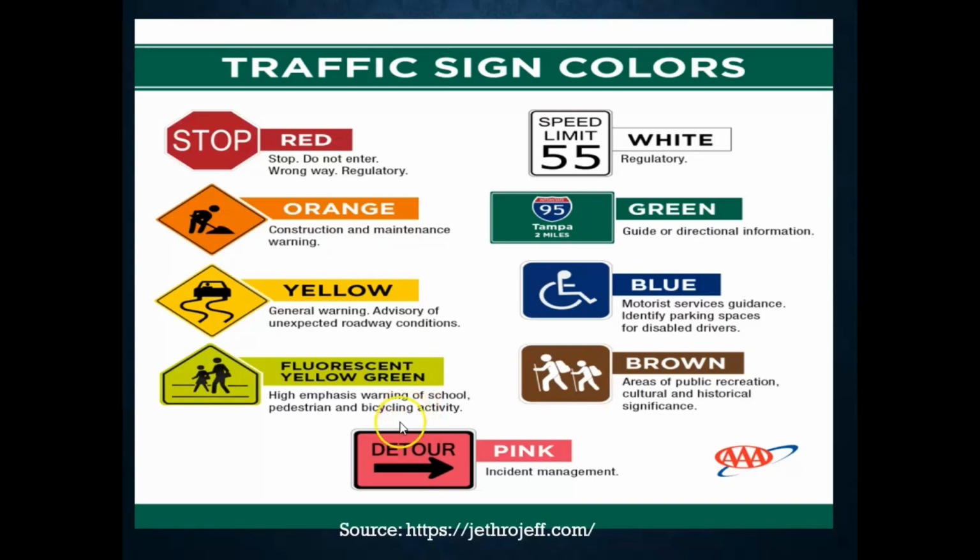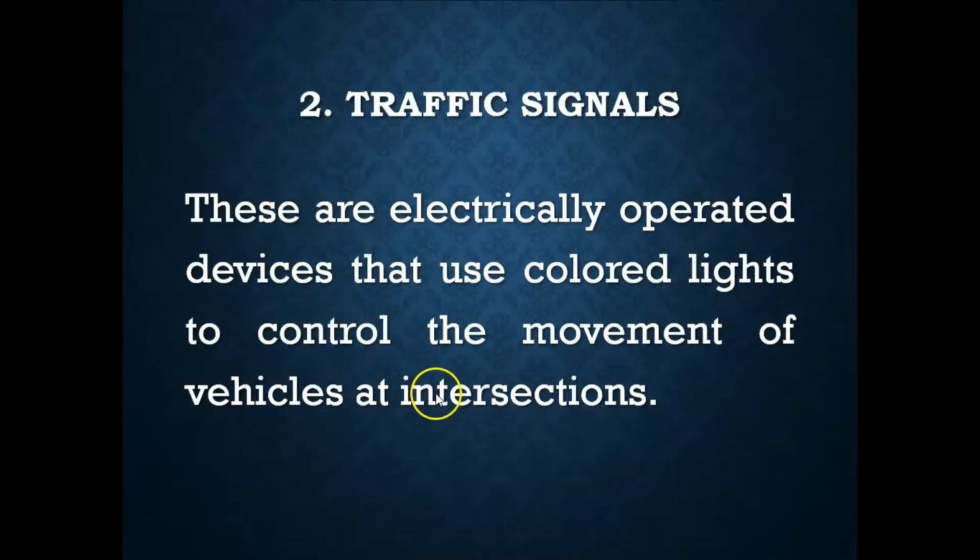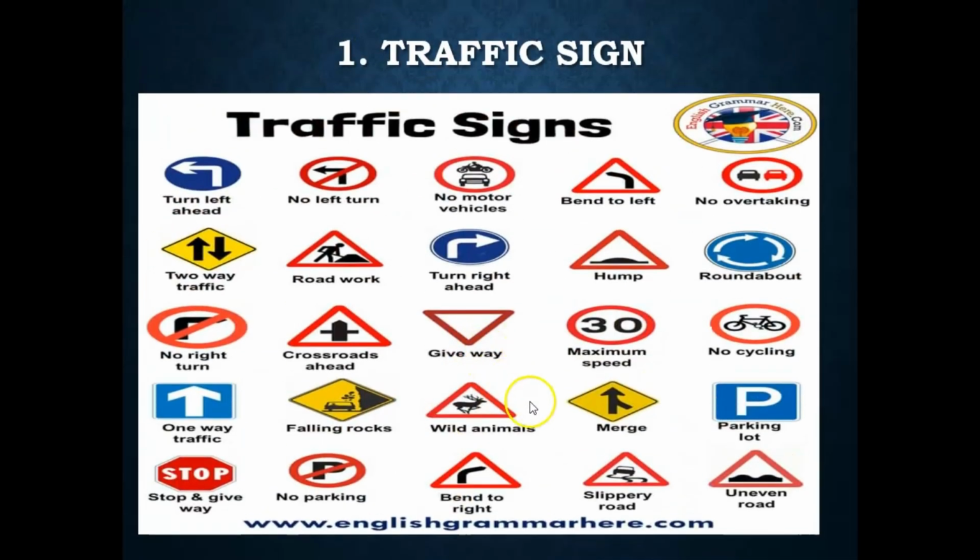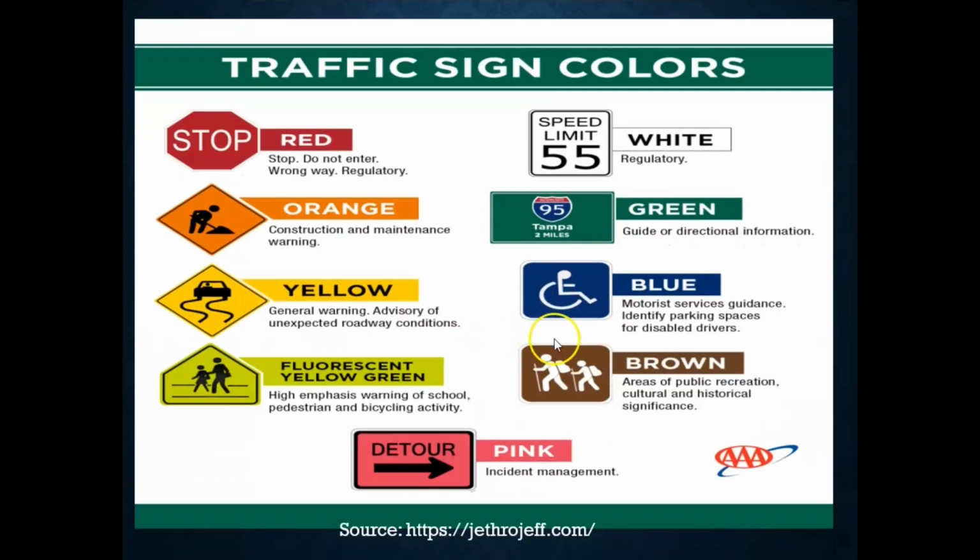Then we have the white or black. We know white or black are said to be regulatory, talking about the speed limits. Then we have the green color. It shows guide or directional information, telling us the number of miles ahead to a particular city or to a particular countryside. And then we see some of these traffic signs in green color.